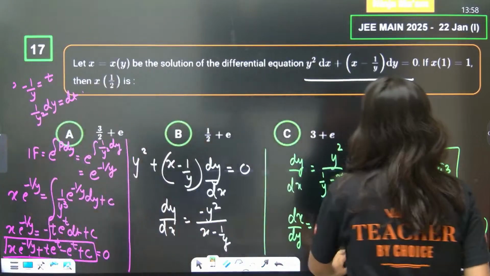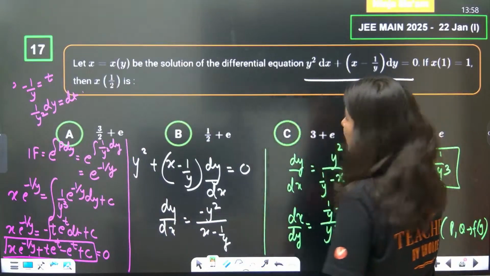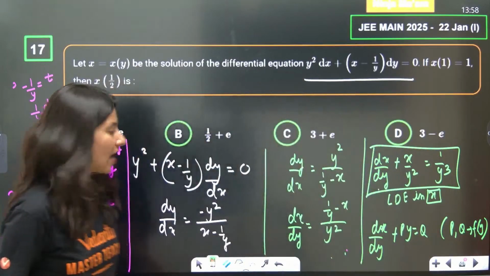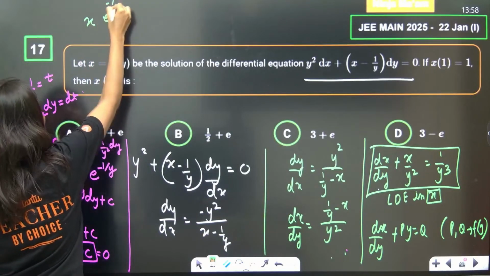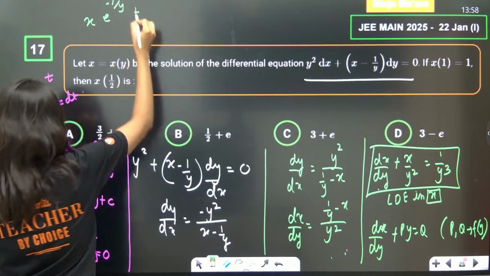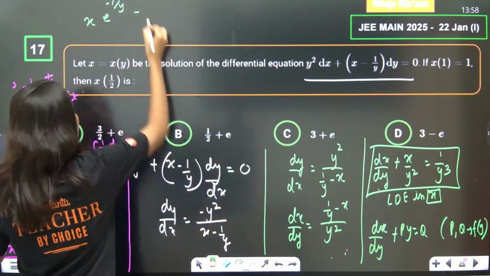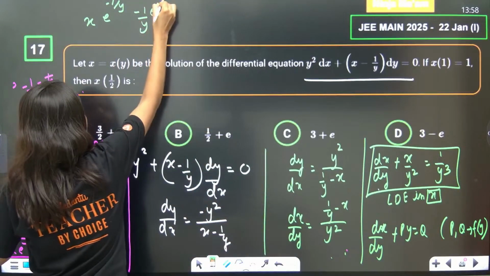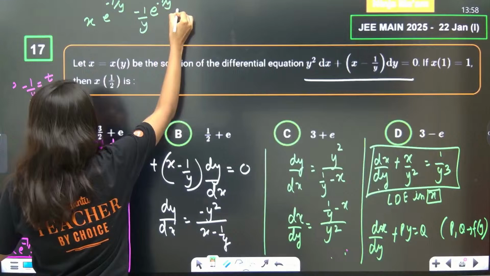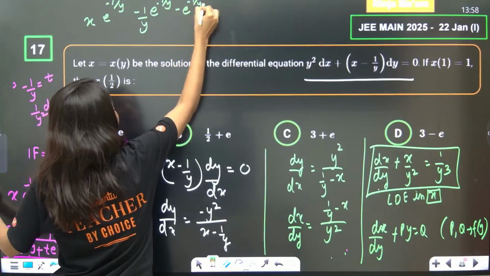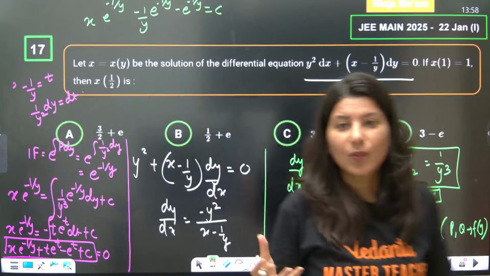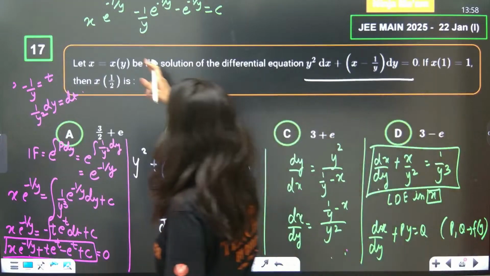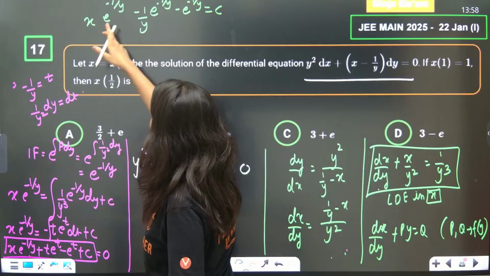Okay, now as per the question, x of 1 is 1. x of half is what they are asking. See, x e power minus 1 by y, replace t with minus 1 by y, e power minus 1 by y, minus e power minus 1 by y is equals to c. Now you put 1 comma 1. Put 1 comma 1. So if you put 1 comma 1, it will be 1 e power minus.